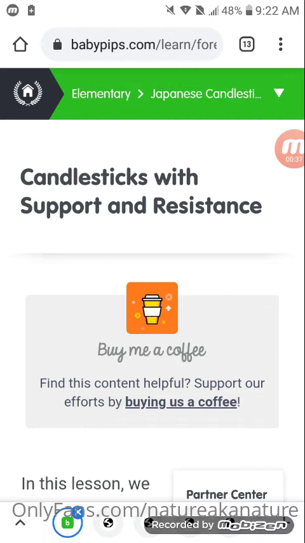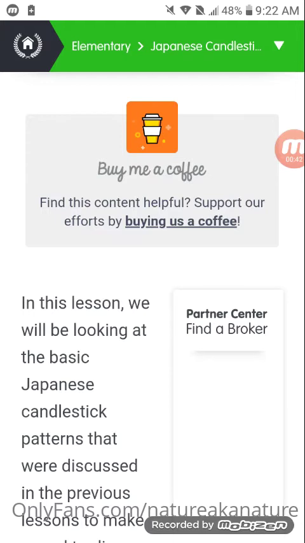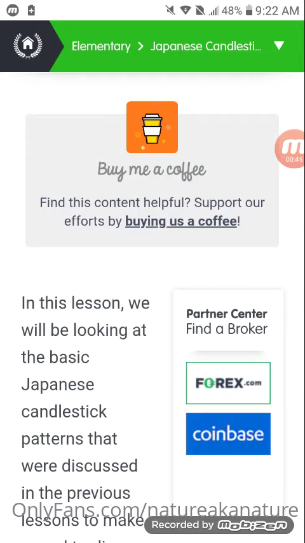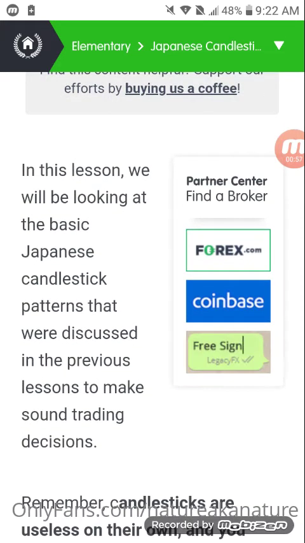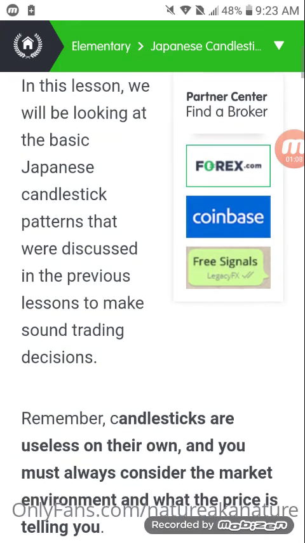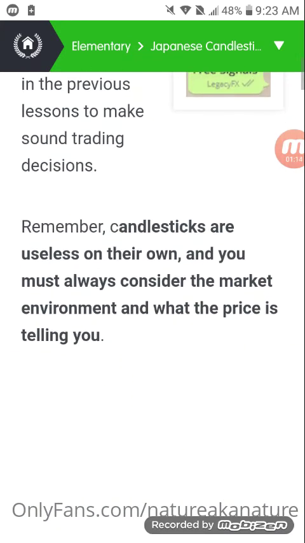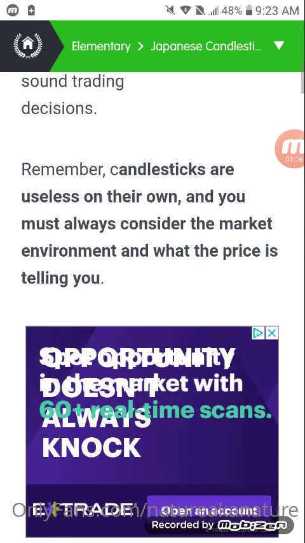So we have candlesticks with support and resistance. We just ran over the cheat sheet, so you guys should be familiar with candlesticks and the patterns: the single, double, and triple candlestick patterns. You guys should be familiar with all of them by now. So in this lesson, we will be looking at basic Japanese candlestick patterns that we discussed in the previous lessons to make some sound decisions in trading. Remember, candlesticks are useless on their own. You must always consider the market environment and what the price is telling you.